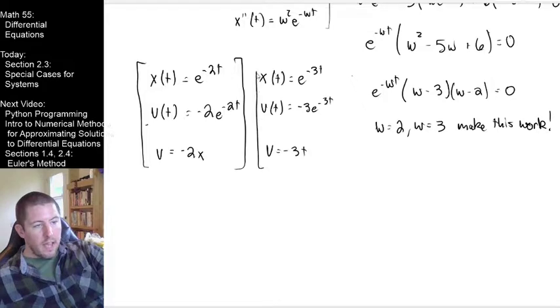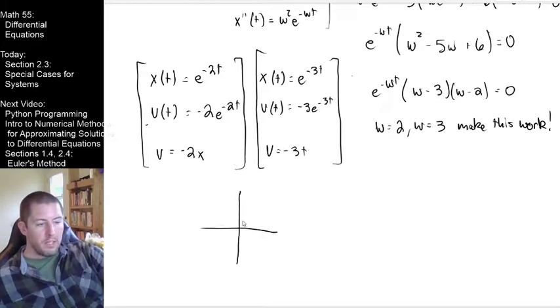So it seems like we have found two general solutions out here, and because they had very nice relationships with one another, I think I know what our phase plane looks like here. I think that I've got my line of slope -3 as well as a line of slope -2.